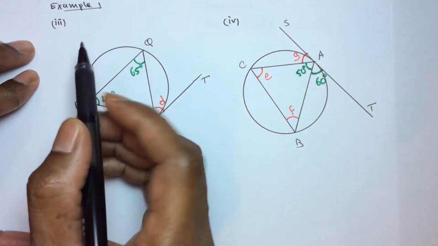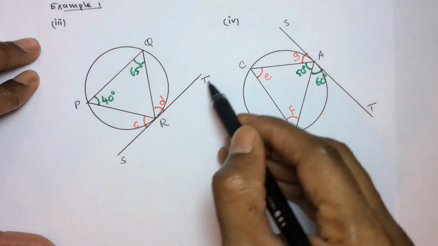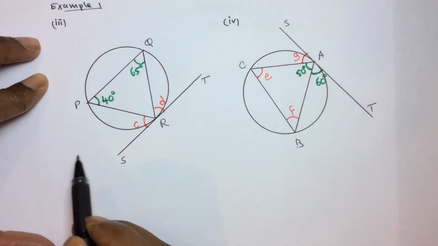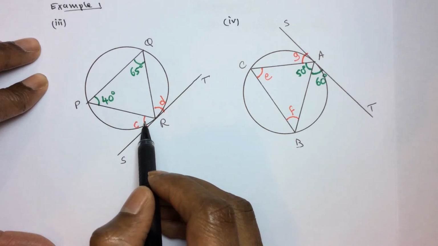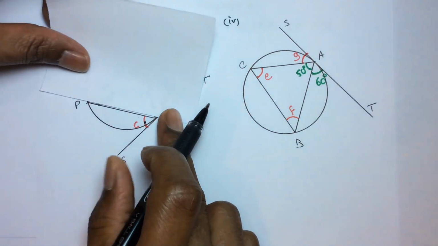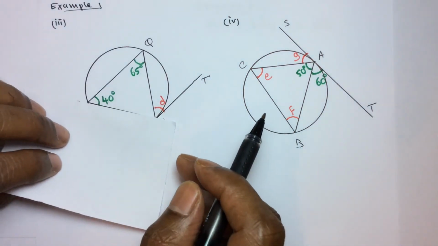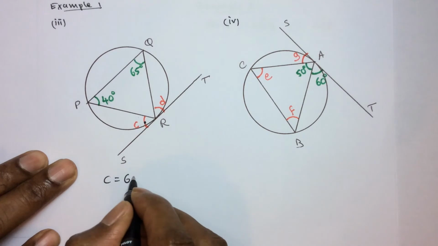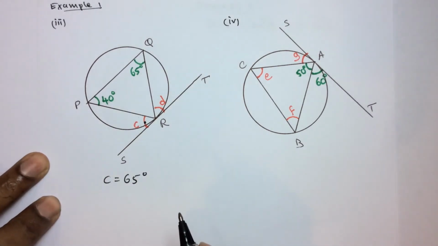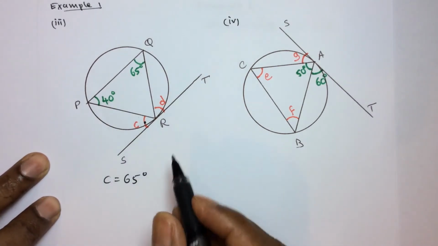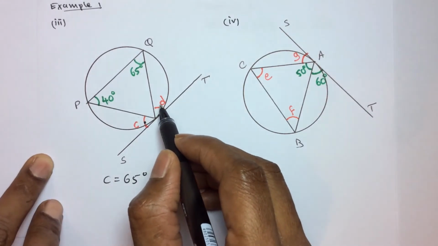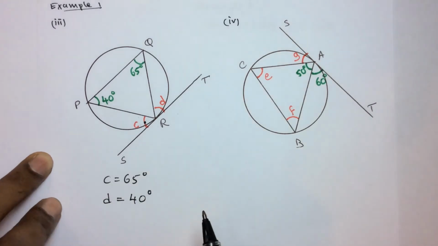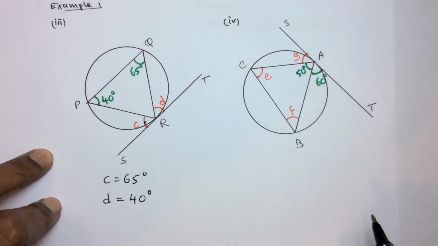Part 3. So again, using the same property, we have ST is a tangent. We have PQR, triangle. So we can see C is in one segment, and there we have 65. So angle C is equal to 65. Angles in alternate segment are equal. And we have angle D is equal to 40 using the same property.